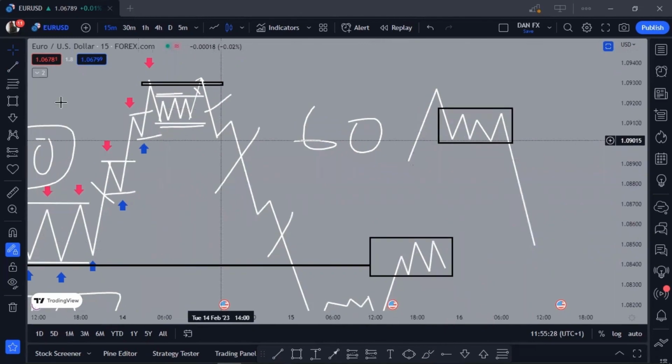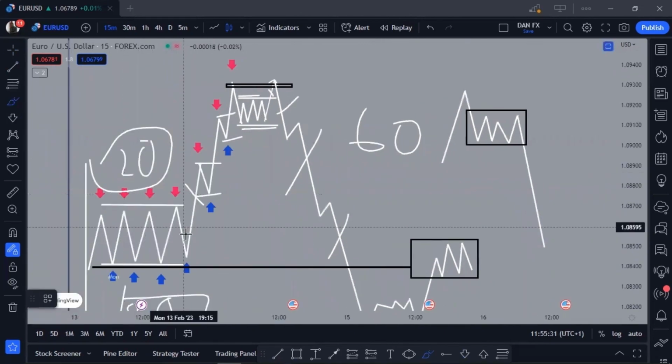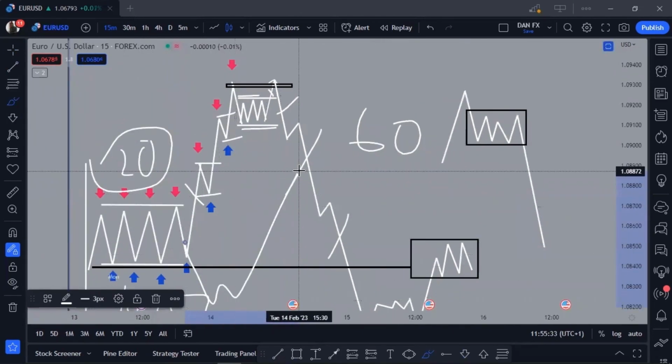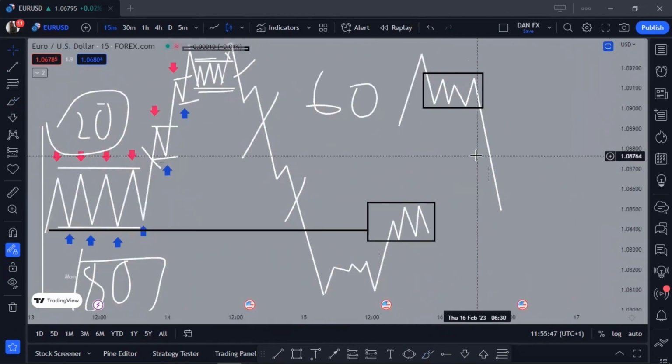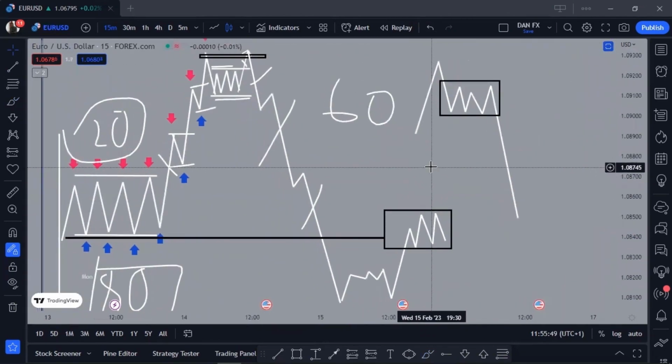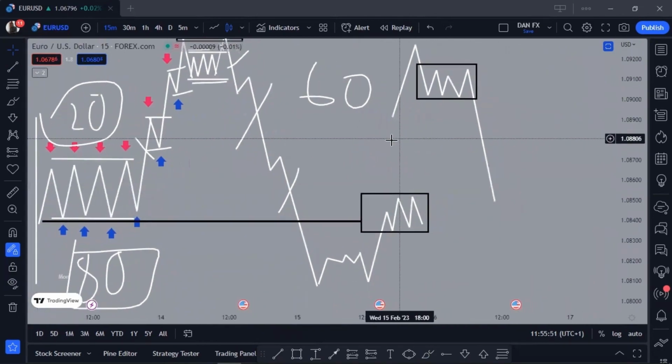And all this also works inversely. If they break down first, you can expect the same thing back up. So now I'm going to show you guys examples of this on the charts. Now let's get into the examples.